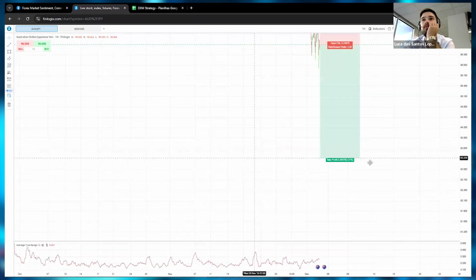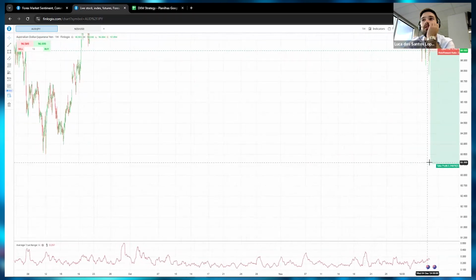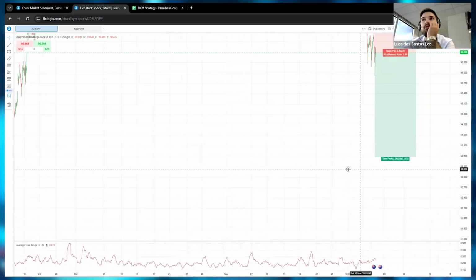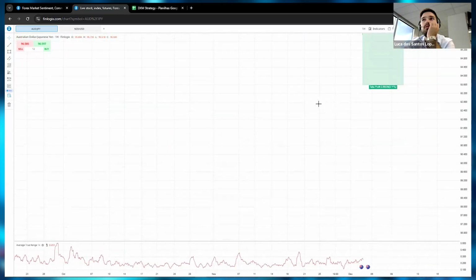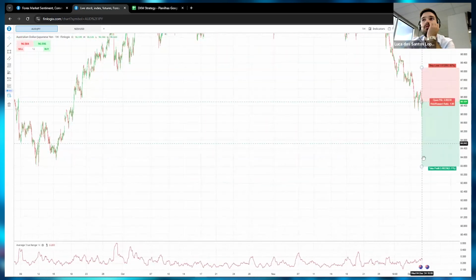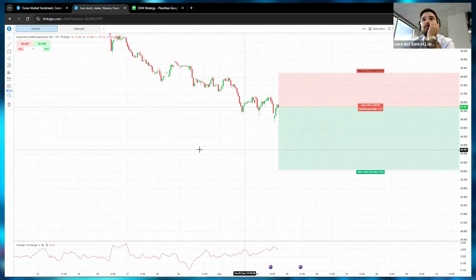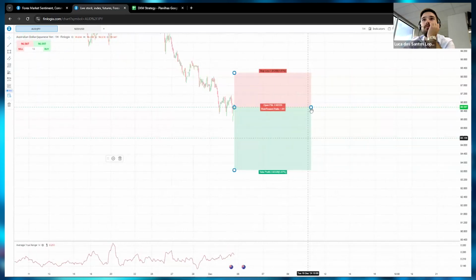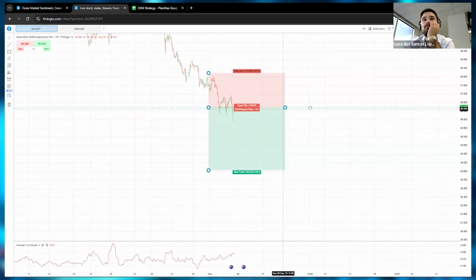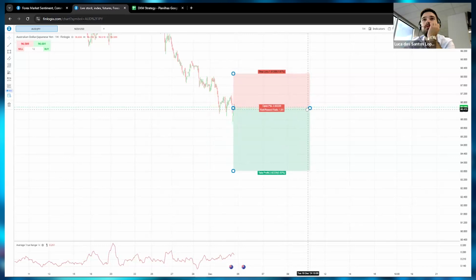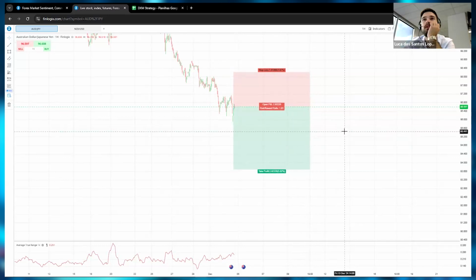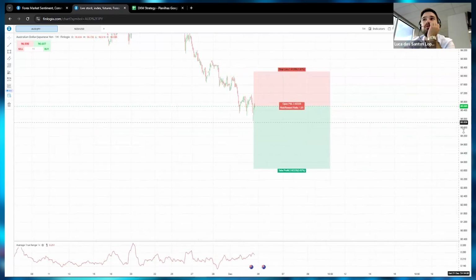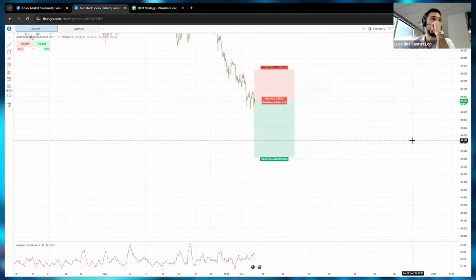Let me see where this goes. No, no, no, no. Targeting too much. Interesting. Well, I think we can trade this. I think it's a good trade actually, because Japanese yen.